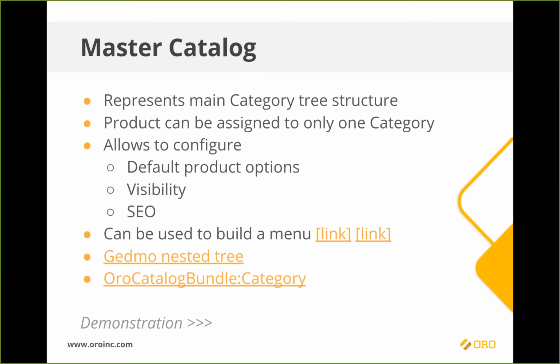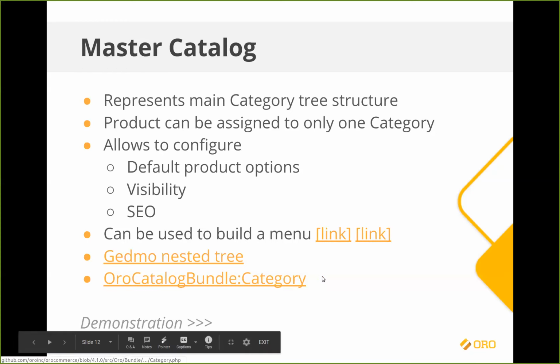A product can be assigned to only one category in master catalogs, and it allows you to configure several options on the master catalog level. So you may configure default product options, like for example, unit of measure. You can configure visibility, you can configure SEO, and by default, master catalog is used to build a menu. On the code level, master catalog is using Gedmo nested tree structure. So this is a popular library to build trees for Symfony. And the entity which stores master catalog is called OroCatalog bundle category.